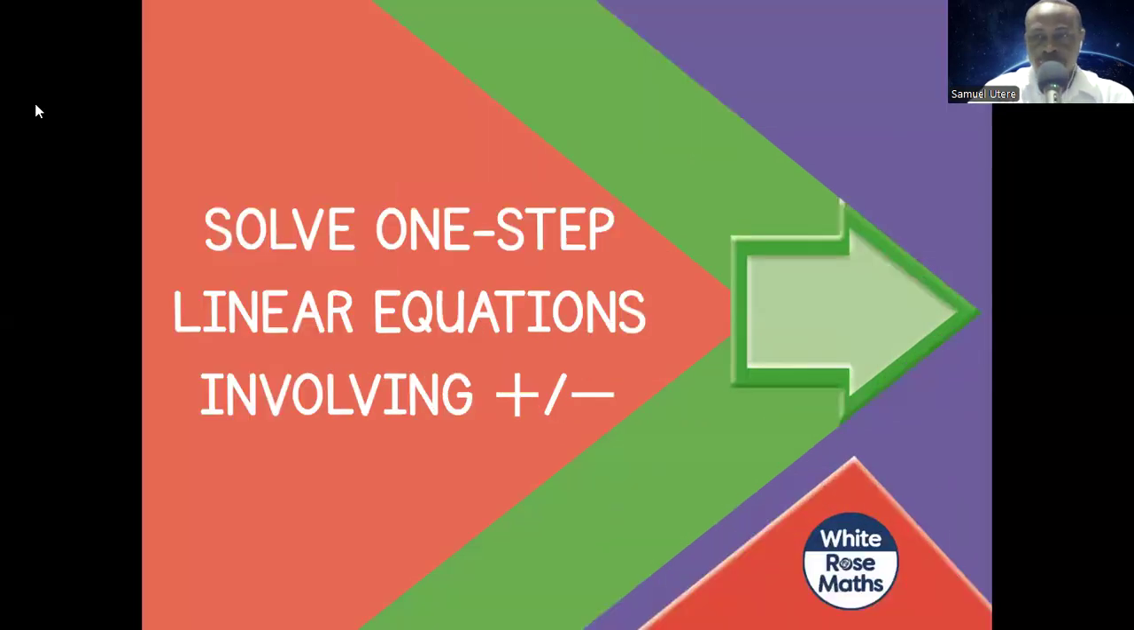So, in your previous lesson, you learned how to find fact families from bar models and how to use them. In today's lesson, we're even going to make more effective use of those fact families to solve one-step linear equations involving addition and subtraction. So it's going to be an interesting lesson.